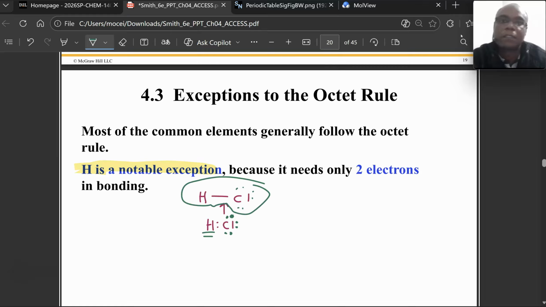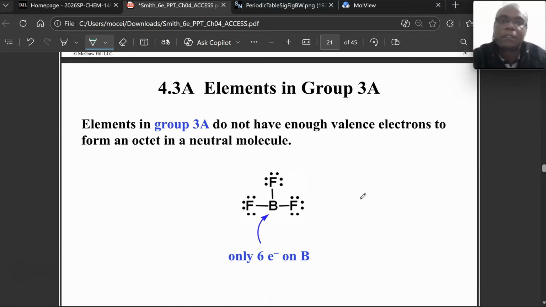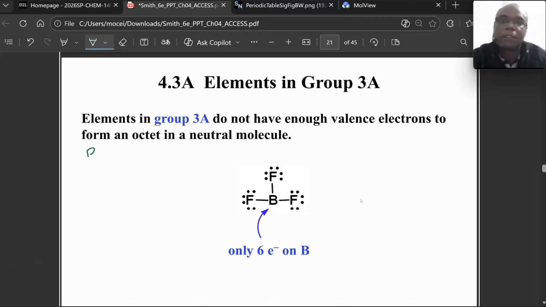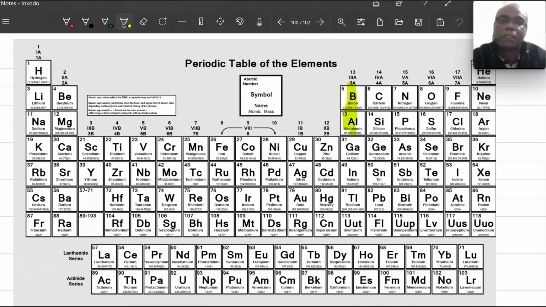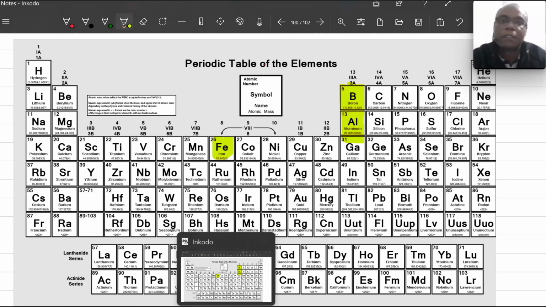So hydrogen is an exception, but there are other elements also that don't follow the octet rule, and one of them will be boron, and I'll tell you even aluminum and iron also tend to do this. These are the elements in group 3A that are very common. I'm just highlighting boron and aluminum. But like I say, Fe here will also do the same. Elements in group 3A tend not to follow the octet rule. They are fine with 6 electrons. They are fine with a sextet.